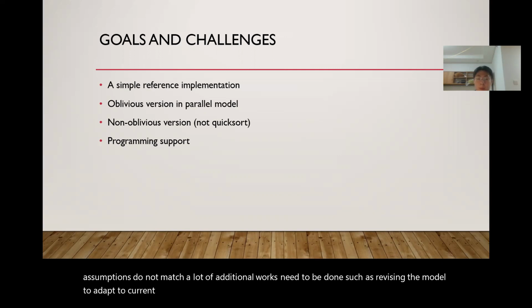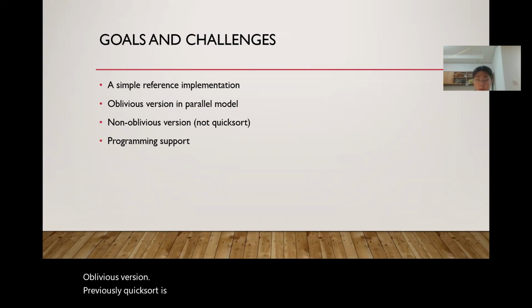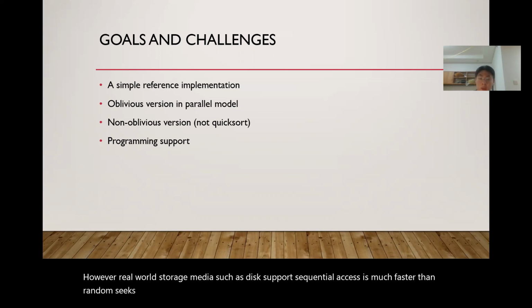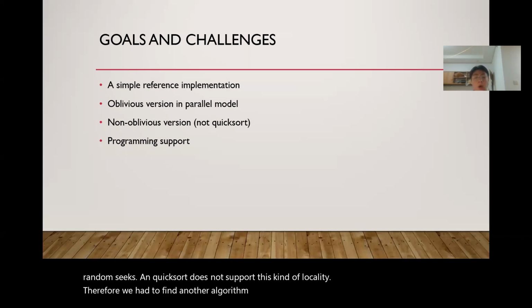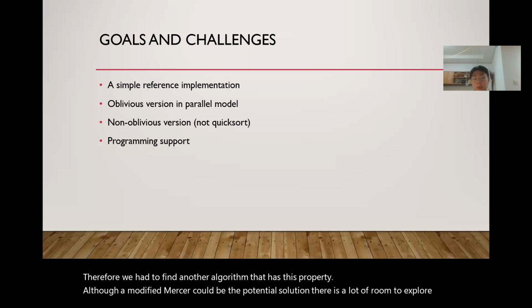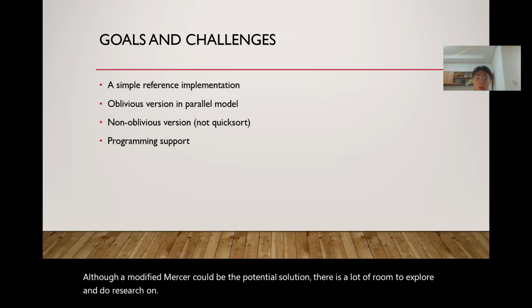Thirdly, we hope to implement a non-trivial, non-oblivious version. Previously, quicksort was used for comparison. However, real-world storage media such as disks support sequential accesses much faster than random seeks, and quicksort does not support this kind of locality. Therefore, we have to find another algorithm that has this property. Although a modified merge sort could be the potential solution, there's a lot of room to explore and do research on. Experiments on different sorting algorithms may be needed.